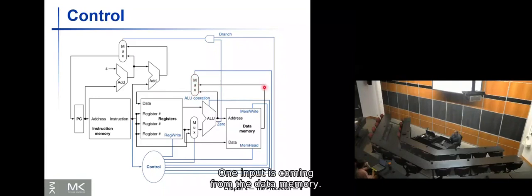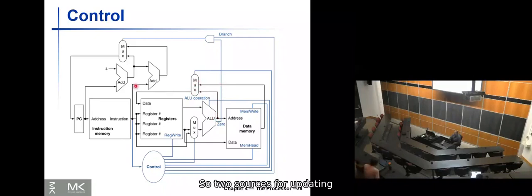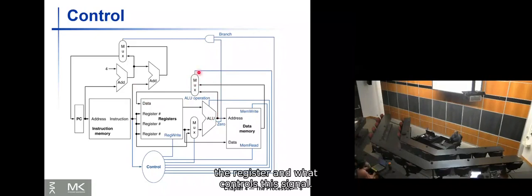One input is coming from the data memory when we have a load instruction. The data comes from here to this multiplexer. The other input of this multiplexer comes from the ALU, this one. So there are two sources for updating the register. And what controls this signal? This signal selects which one of these inputs goes to the register file.